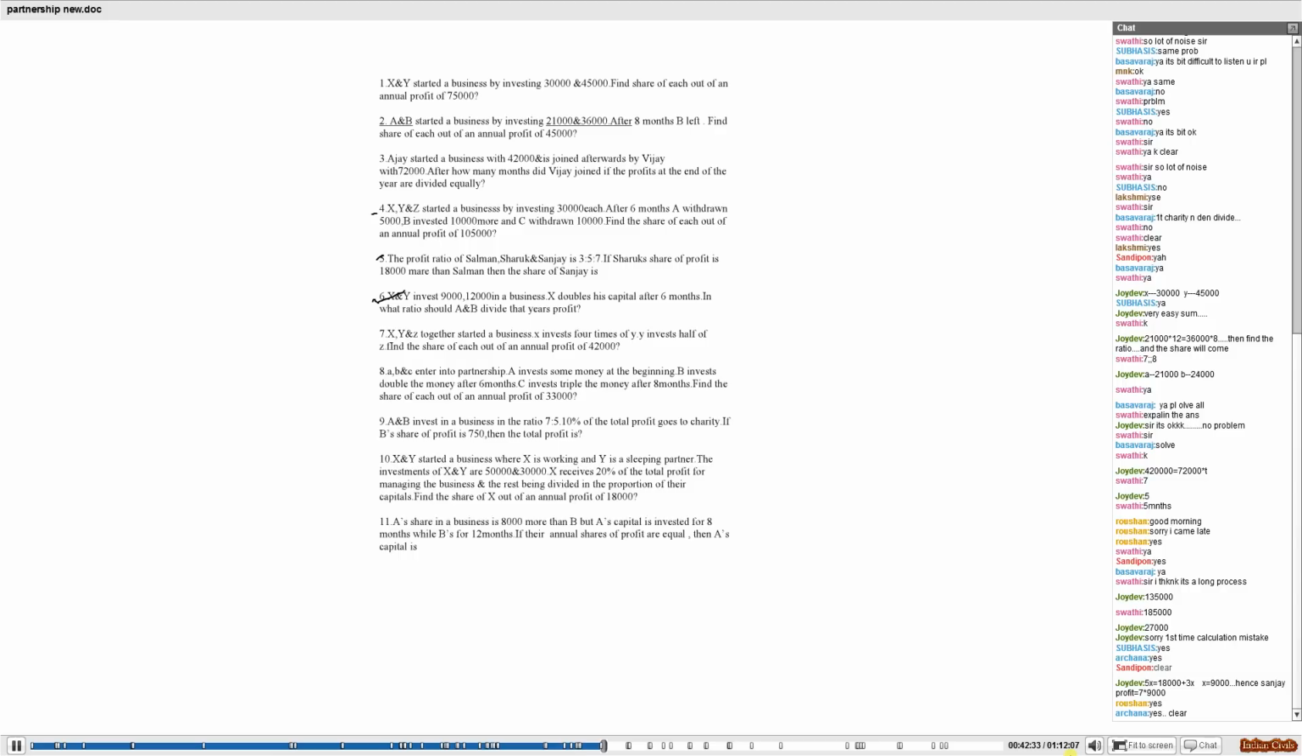X and Y invest 9,000 and 12,000 rupees in a business. X doubles his capital after 6 months. In what ratio should X and Y divide that year's profit? Now tell me the ratio. Look, it is the same question like the previous one, for a certain period of time. So try to solve that one, the sixth one.